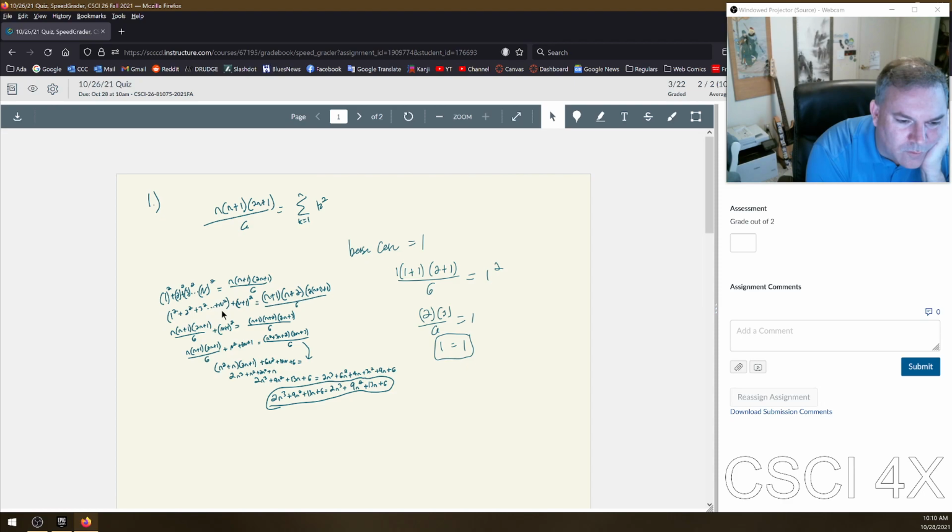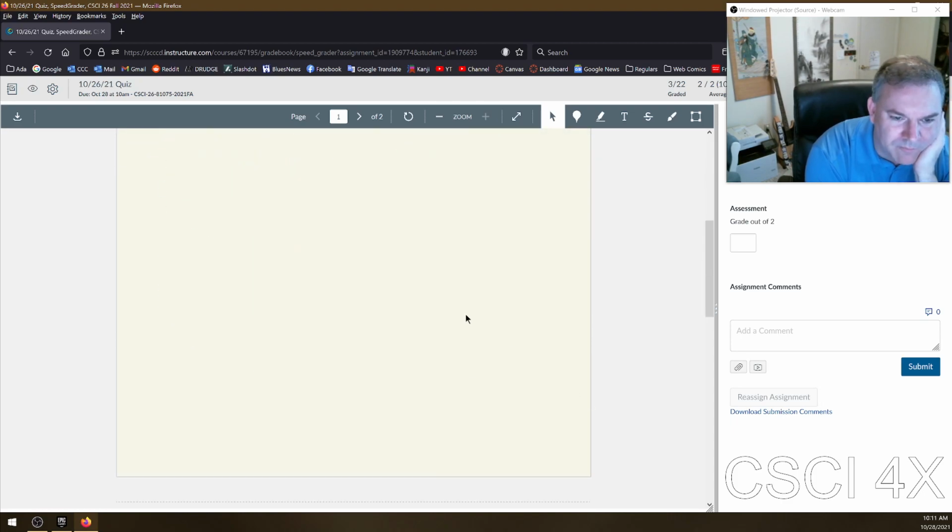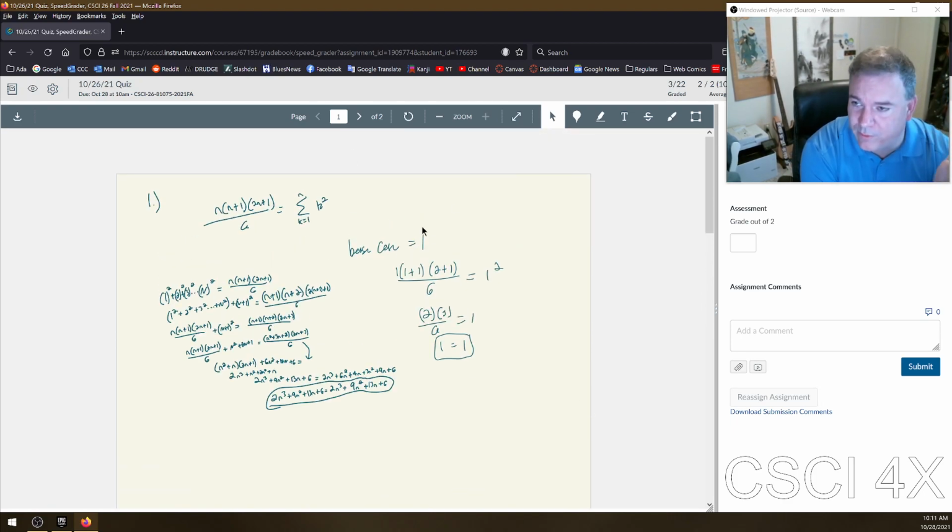We know what this quantity is here because we assume it to be true, so we substitute that in. And n plus 1, n plus 2, 2n plus 1, and 2 plus 3 squared, multiply it out, and you get the same number. Good, good. This is a correct proof right here.